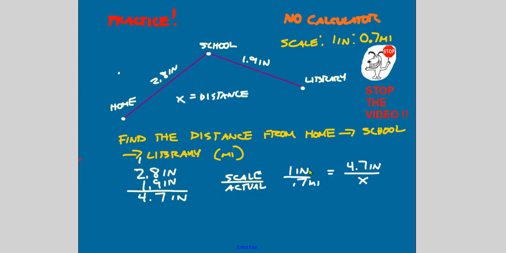Okay, so I cross multiply 1 inch times x. I'm just going to write x. 1 times x is x. And the units here I'm not going to worry about. I know my answer has to be in miles. So I have then 0.7 times 4.7. Let's do that again. So that's 0.7 times 4.7.